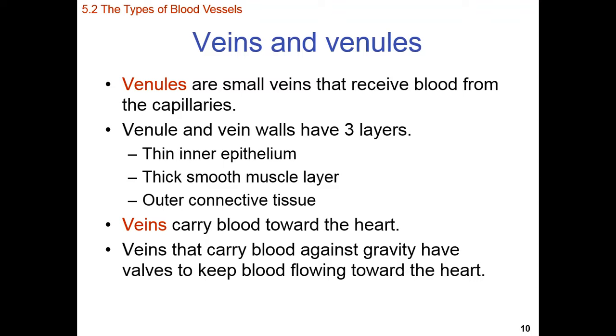Venules are going to be the blood vessels that take the blood away from the capillary beds. And venules and veins both have 3 layers to them. They have that thin inner epithelium, just like the arteries, arterioles, and capillaries do. But they are also going to have a smooth muscle layer. And saying that this is a thick, smooth muscle layer is a bit of a misnomer. Compared to arteries, the smooth muscle layer of veins and venules is quite thin.